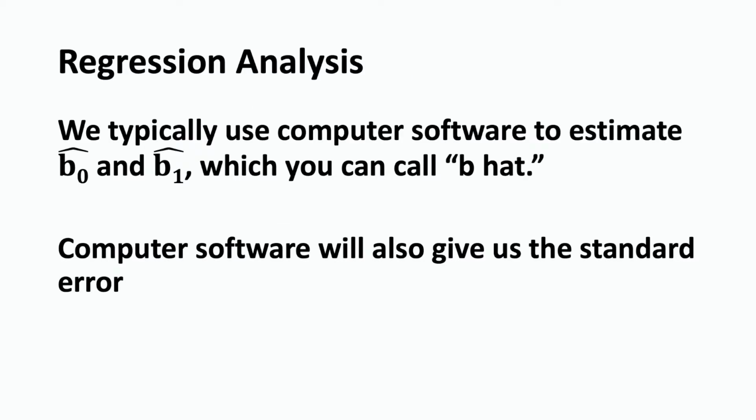So you'll see in a second, when we jump into Excel, that we can use computer software to come up with our estimated coefficients, which we refer to as the B hats. And computer software, or in this case Excel, will also give us the standard error. So again, we'll have all the information that we need to conduct our hypothesis test.